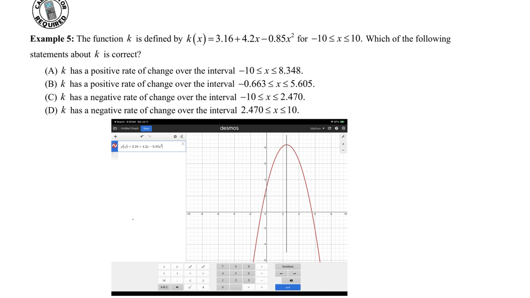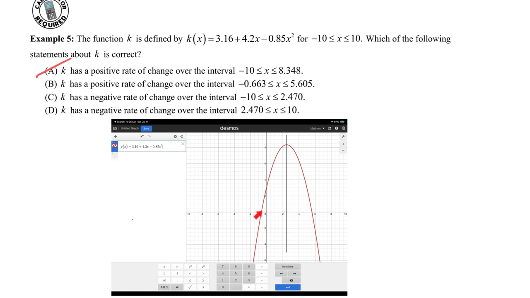So hold on just a second. All right, it might be a little bit hard to see, but that axis of symmetry is at around 2.5, right? So everything to the left of 2.5 on the x-axis has a positive slope, and everything to the right of that has a negative slope. So let's go ahead and look at our intervals here. From -10 to +8, well, that has both positive and negative slopes. So A is gone. So we want positive from negative 0.6 to 5.